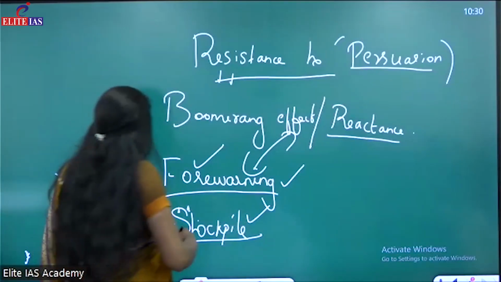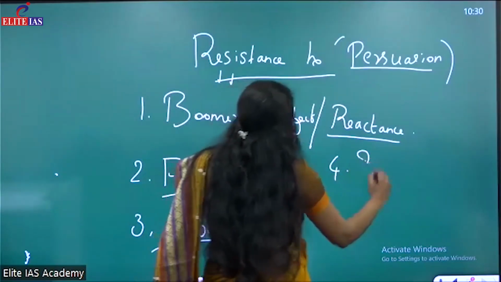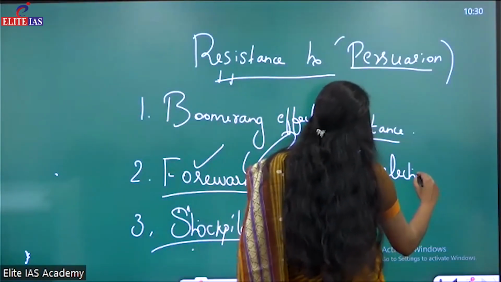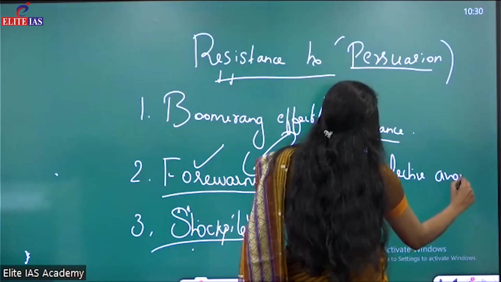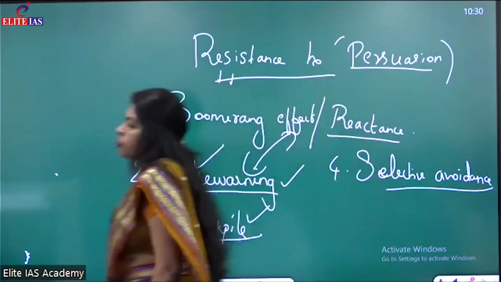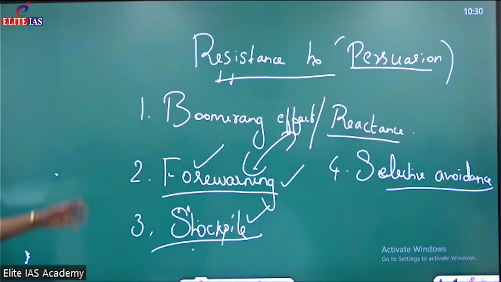Then selective avoidance is another technique used by people, which acts as resistance to persuasion. Selective avoidance. What happens here? These people we can put in one case: those who are reacting will never hear your message at all. They don't want to talk to you at all. With forewarning, you will totally lose your hope. The fight goes on, negotiation goes on, but everything will not end up properly. Okay.